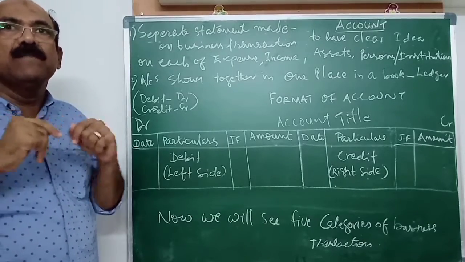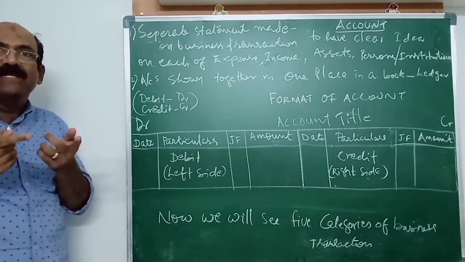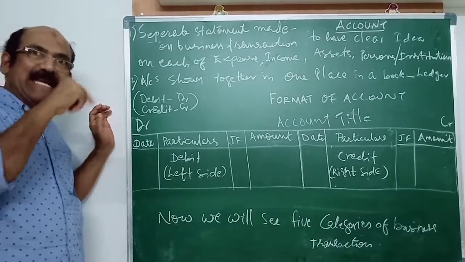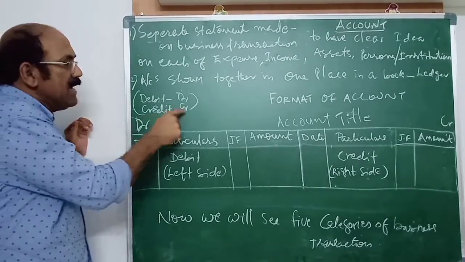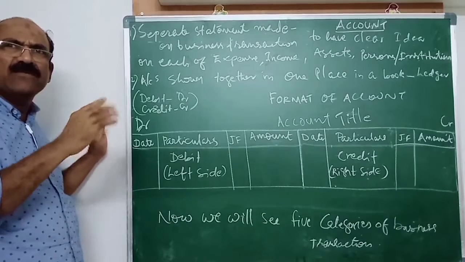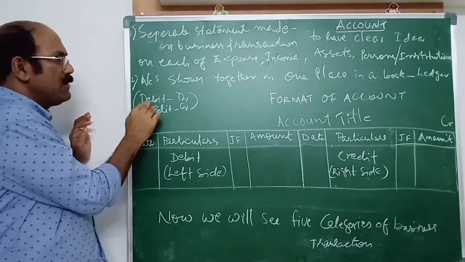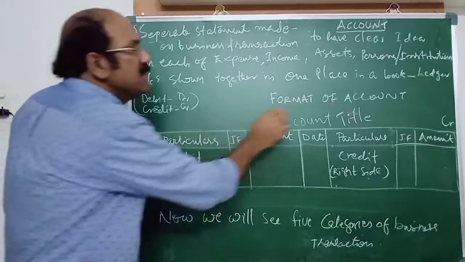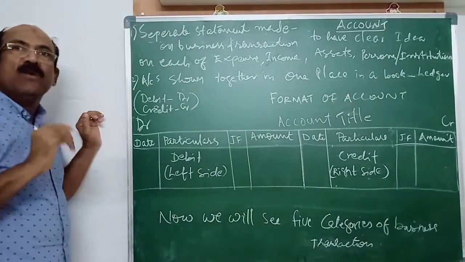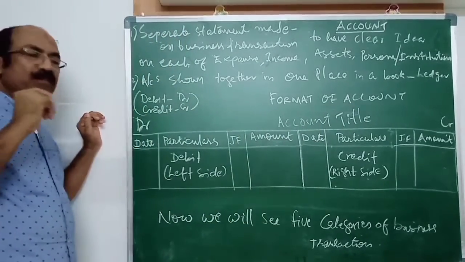Now see, what is debit and credit? For convenience, we are using DR for debit and CR for credit, just for convenience only. Short form debit DR, short form credit CR. Now see, this is the account. Now what is debit and what is credit?